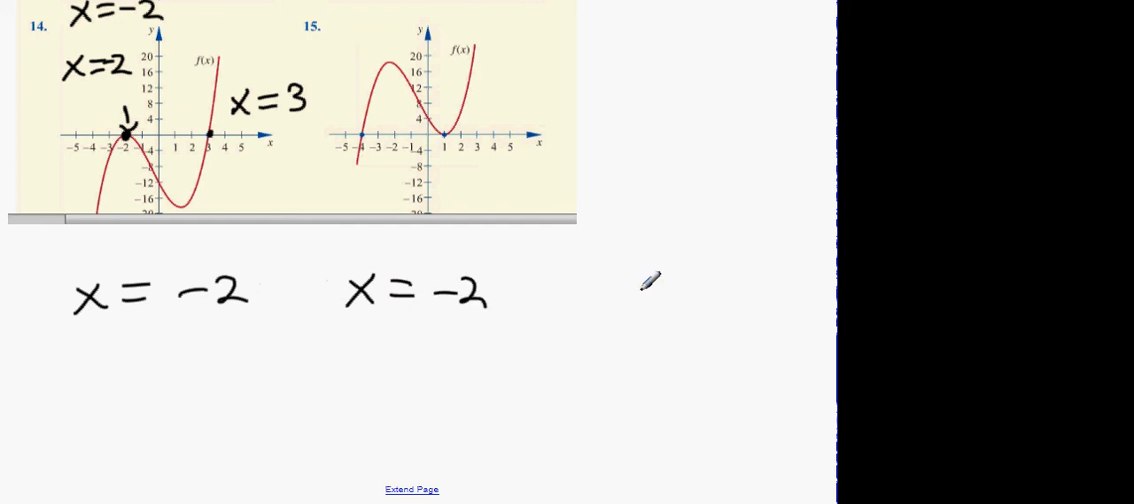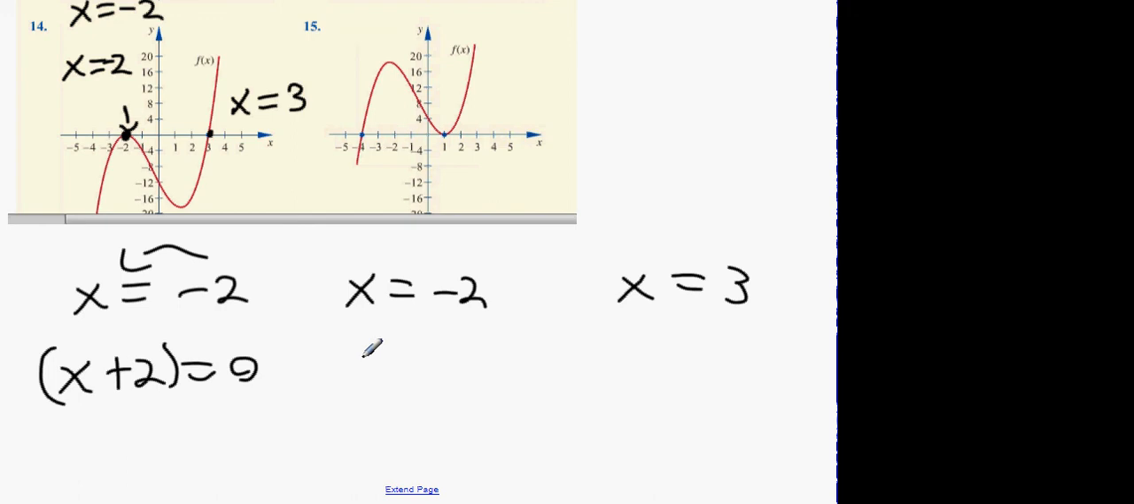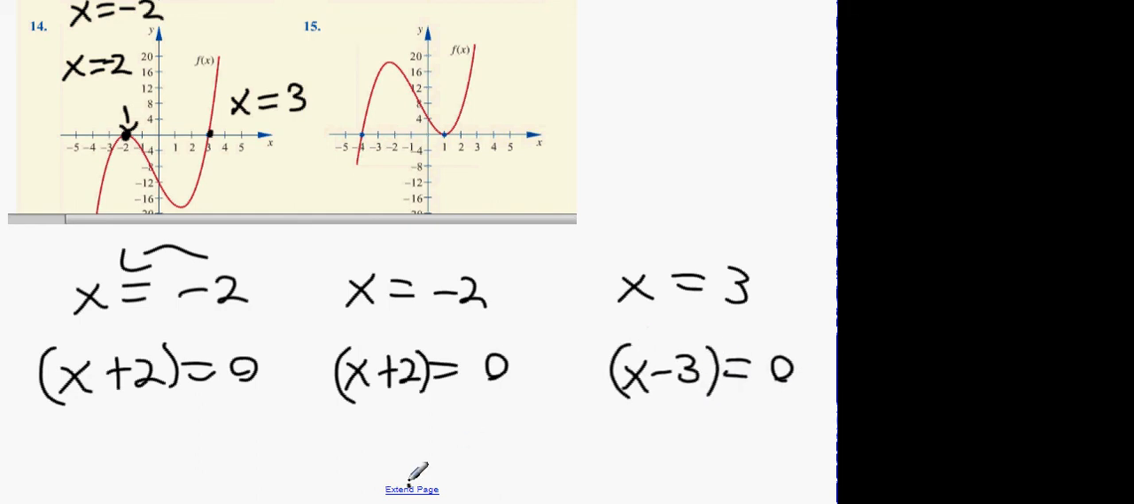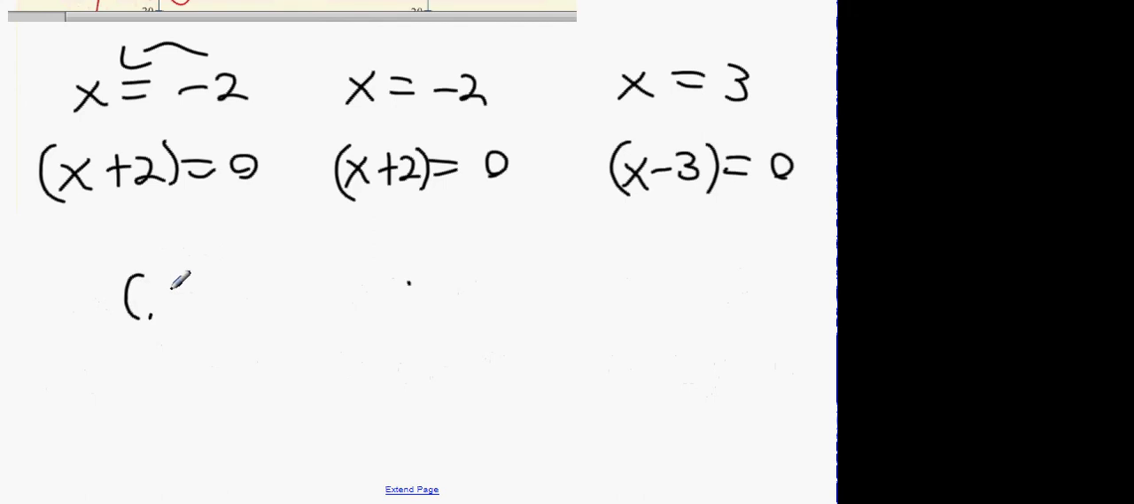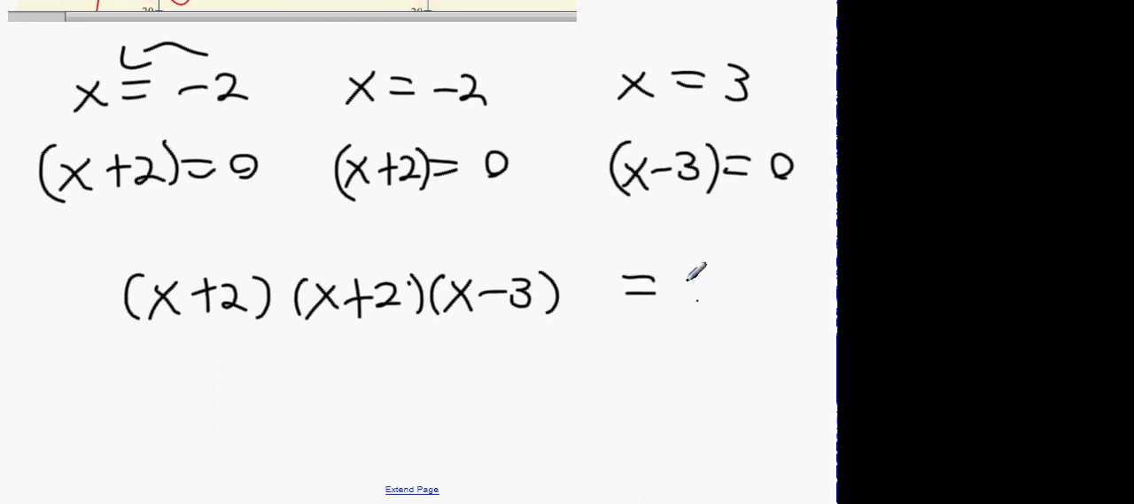We're going to transfer across, so we get x plus 2 equals 0. That's a factor. The other one is also x plus 2 equals 0. And the third one is x minus 3 equals 0. Now you're going to multiply them all by each other. The first two, when multiplied, give x squared plus 4x plus 4. That's going to be multiplied by x minus 3.